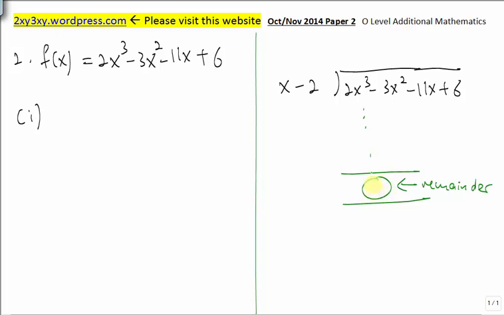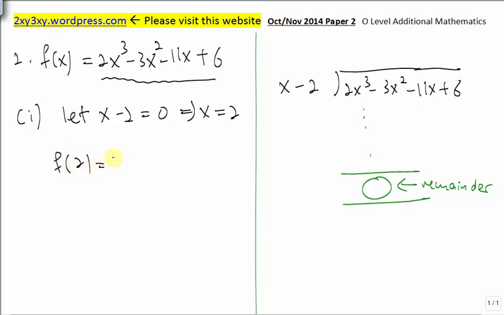But getting a remainder from the long division is rather long, so we are going to use the remainder theorem. The remainder theorem says if this polynomial is divided by x minus 2, we just let the divisor, x minus 2, be 0. This will give us x equal to 2. And we substitute the 2 into this polynomial. By doing that, the result will give us the remainder. So x is substituted by 2, and this will give us negative 12.